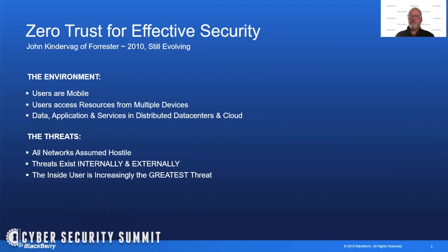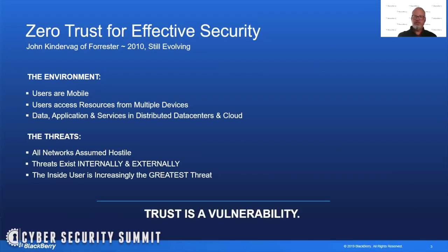I don't need to show the statistics around this, but any Verizon data breach report will show us that the inside user is increasingly the greatest threat in any particular network, resource, or scenario. So we have an environment that is defined by threats, an environment that is increasingly mobile, and users that are accessing all of our resources, including our data and applications, from multiple devices and multiple geographic locations. This is the scenario that we have to secure, and this is what zero trust was born to do.